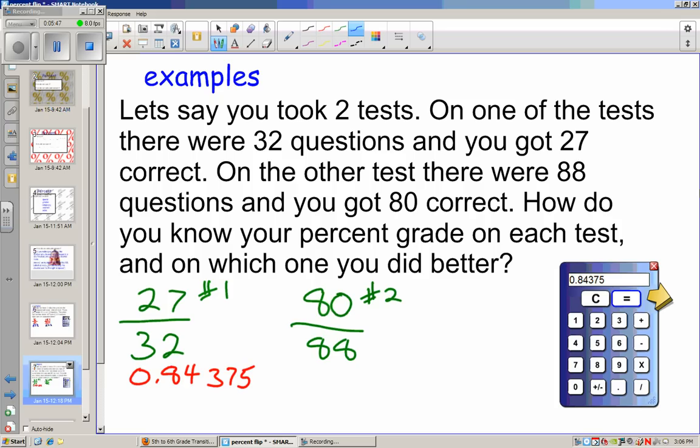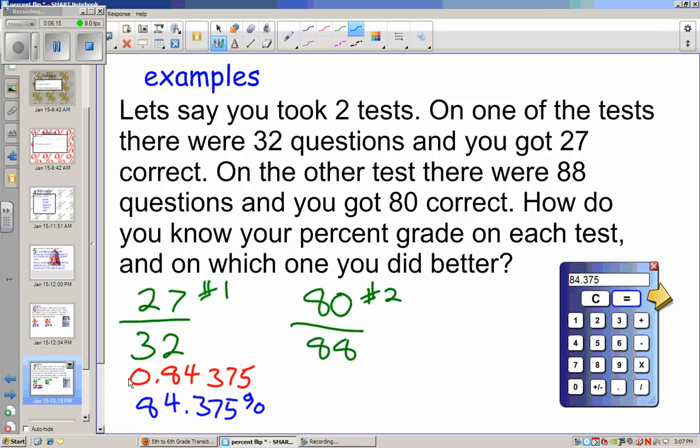And now in order to turn this into a percent, I'm going to multiply times 100. I could also just look over here at the decimal and I could move it over 2 spots, which would give me 84%. But let's try it on the calculator just to make sure we're right. And look at that, we're correct. So really the exact percent I would get when I move that over, it's 84.375%. That's a pretty good grade.